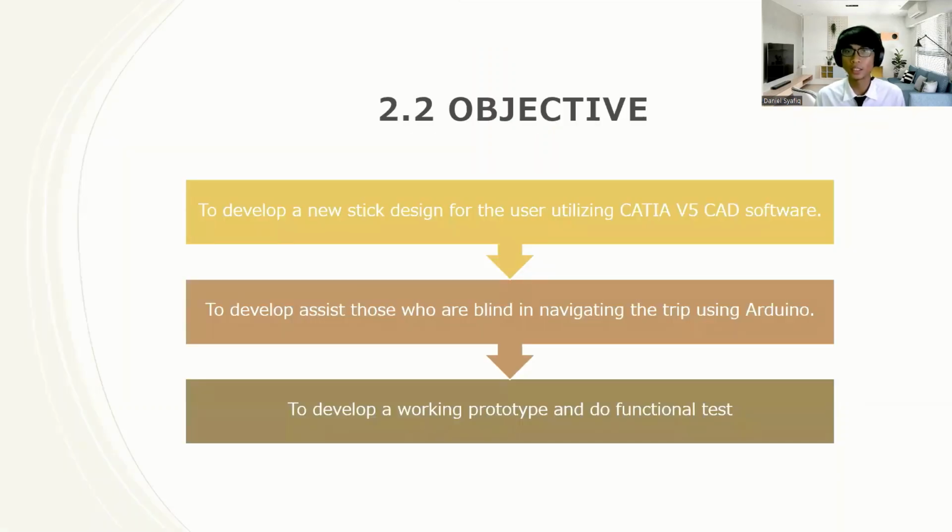Okay, so for the objective, first, to develop a new stick design for the user utilizing CATIA V5 CAD software. Second, to develop a system to assist those who are blind in navigating their trip using Arduino. And lastly, to develop a working prototype and do a functional test.